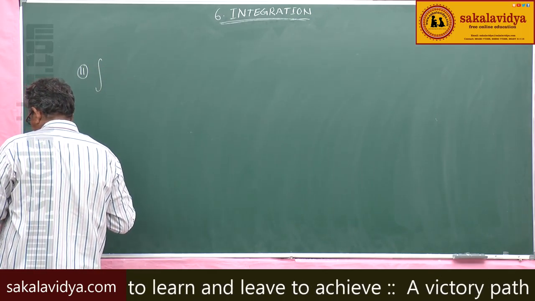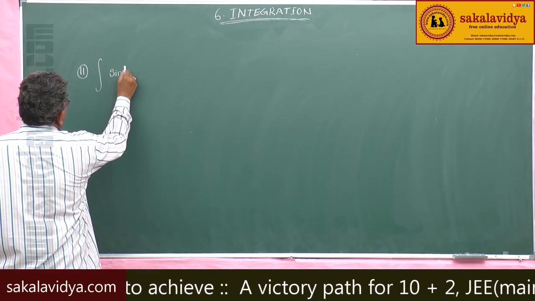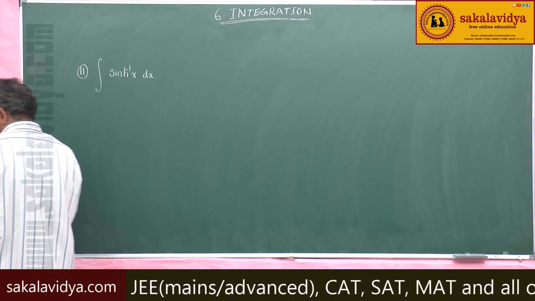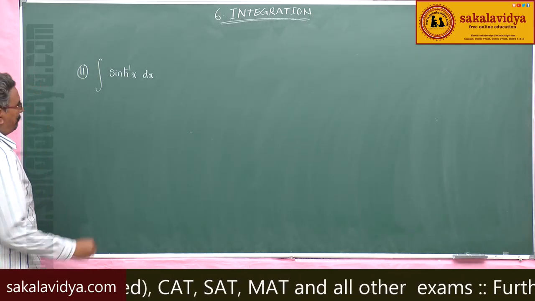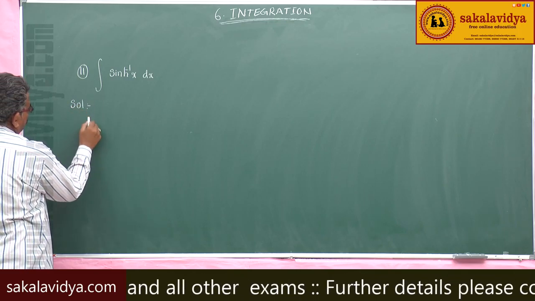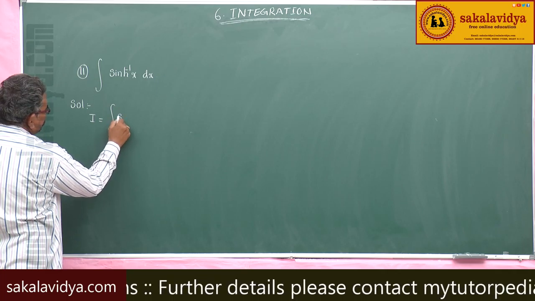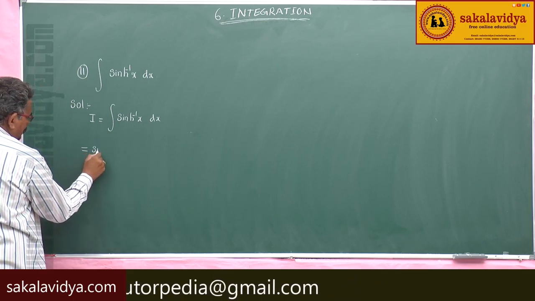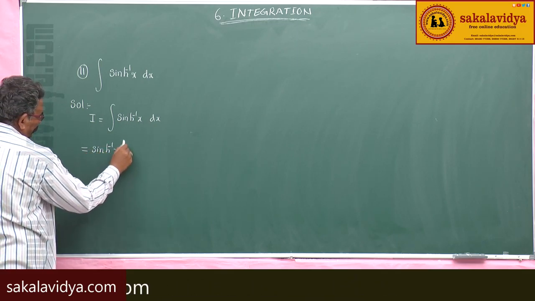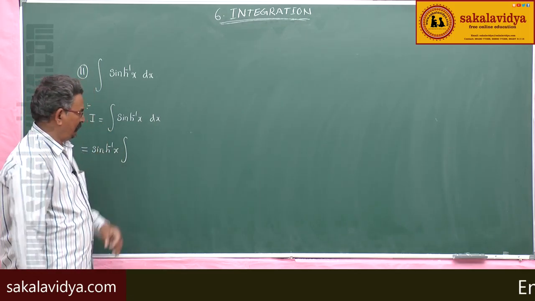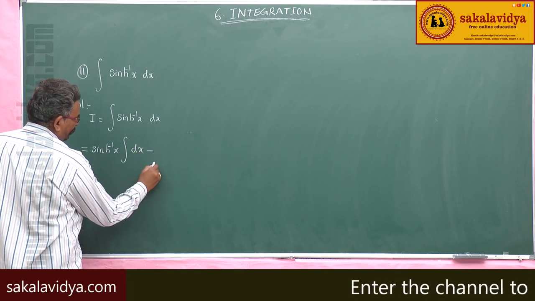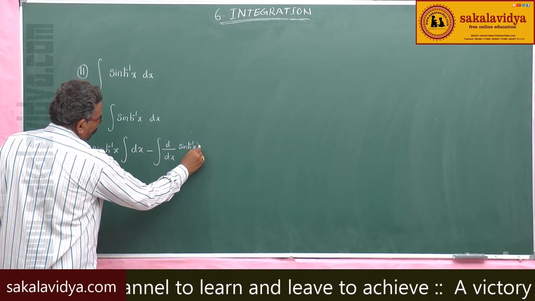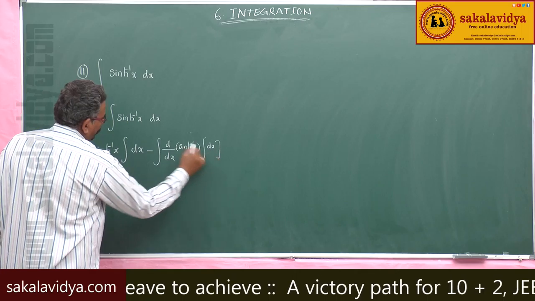Integral sine h inverse x dx. So let us find out. Let us say I equals integral sine h inverse x dx. The sine h inverse x is the first function. Integral dx is the second function, minus d by dx of sin h inverse x and integral dx and whole dx.